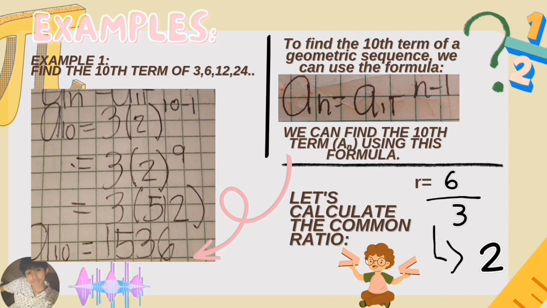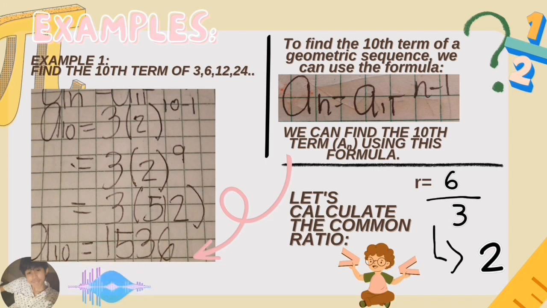Before we proceed on our problem, let's calculate the common ratio. So common ratio, or r, equals 6 over 3. 6 divided by 3 is 2. So 2 is our common ratio. So let's start. A sub n equals a sub 1 times r to the power of n minus 1. A sub 10 equals 3 multiplied by 2 raised to the power of 10 minus 1, equals 3 multiplied by 2 to the power of 9.